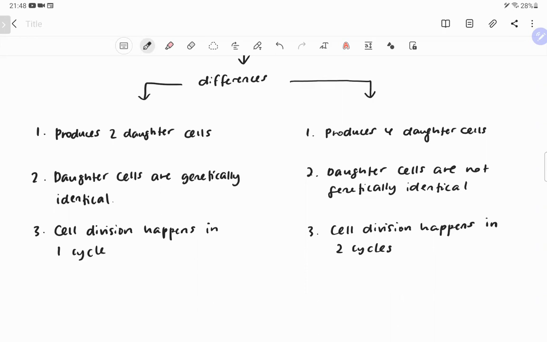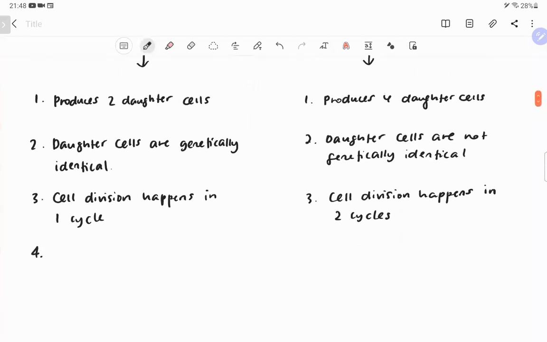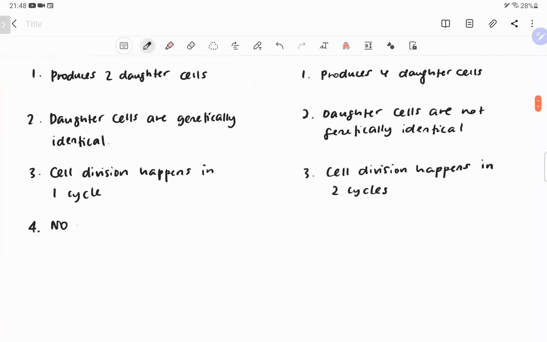Okay. So one more significant part about this is that the main difference that both of them have is that there will be no crossing over in mitosis. Okay, no crossing over between chromosomes. But in meiosis, crossing over happens between chromosomes.